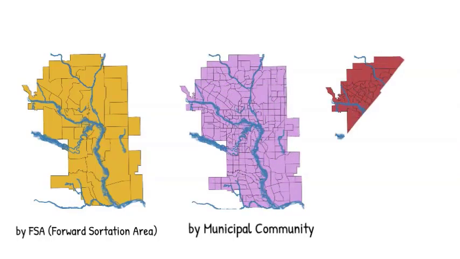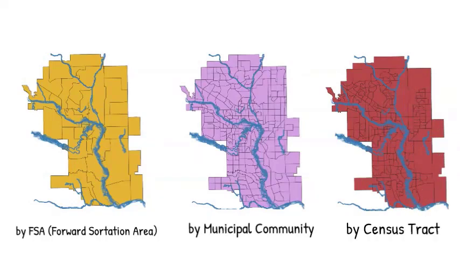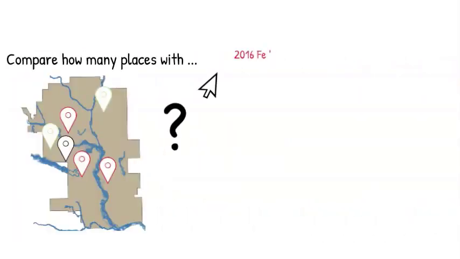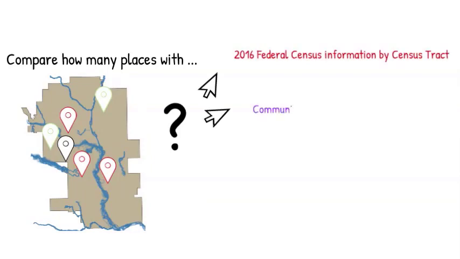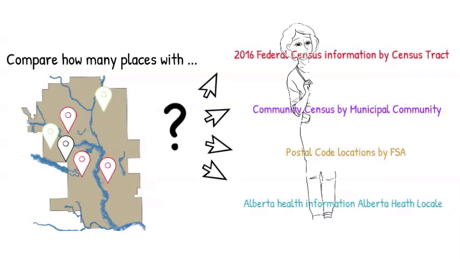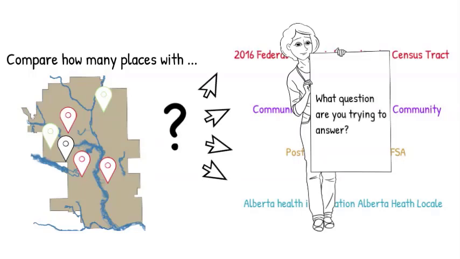Next, we might want to analyze by our municipal communities and also by census tract. Community and census tract are the most detailed. Both have census associated with it. Census data from the City of Calgary for the municipal, and census data from the last federal long census for the census tract. The goal is to be able to compare all these places, the organizations, with these spatial polygons with federal census, community census, postal codes, and Alberta health information. What really matters is what kind of question you're trying to answer.